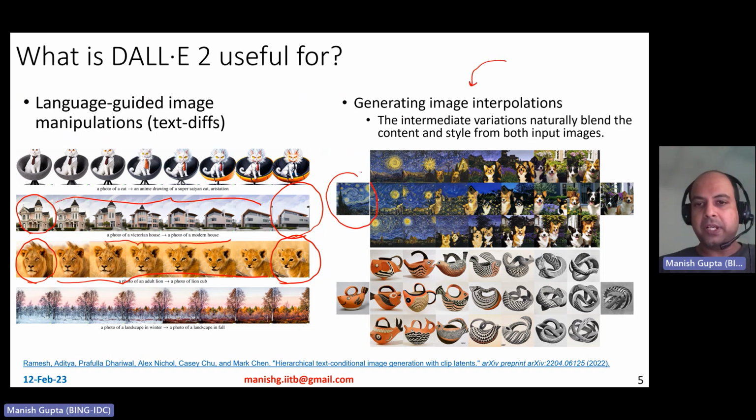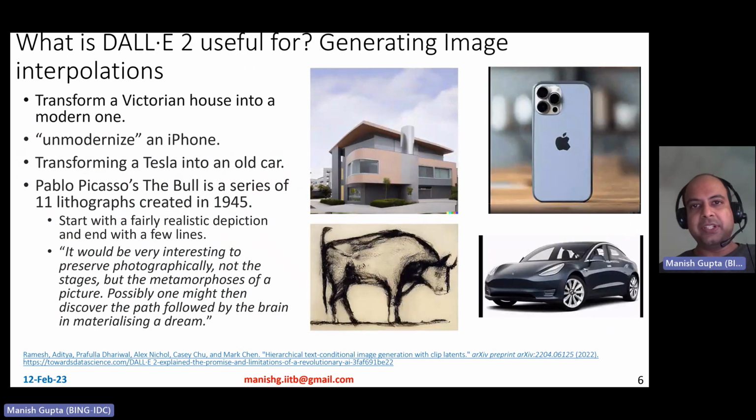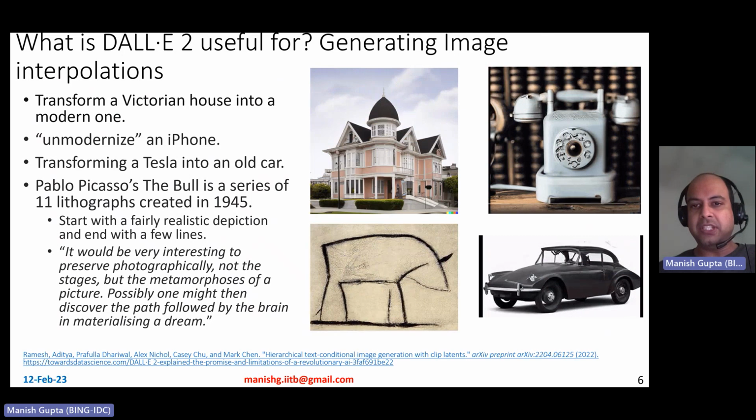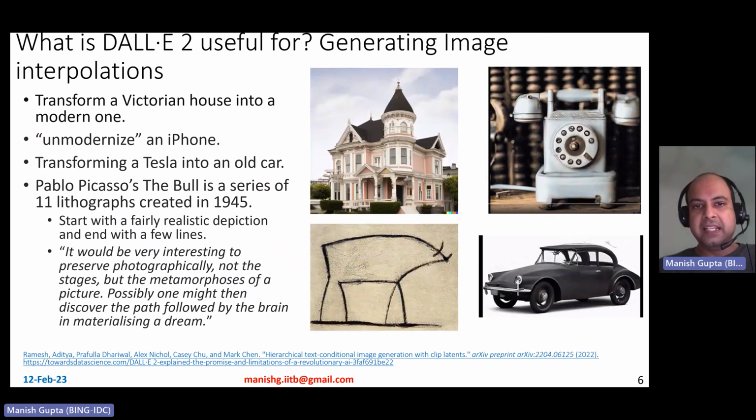So you can provide two different images and see the intermediate variations. They naturally blend the content and style from both the input images. The same can be seen using another example below. In fact, here are more animations showing how image interpolation, how these text diffs can be used to generate images in between in that sense.